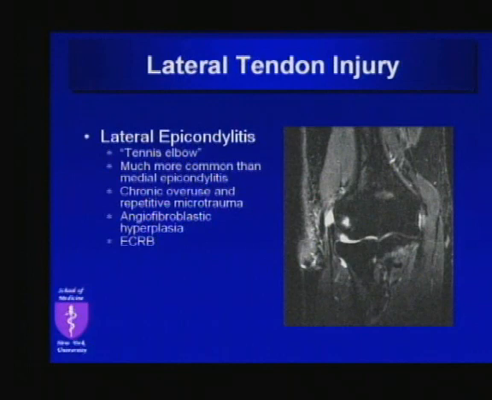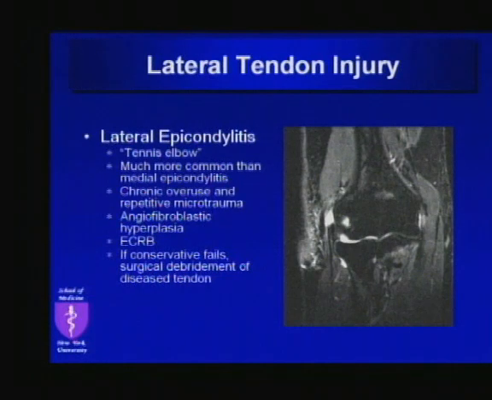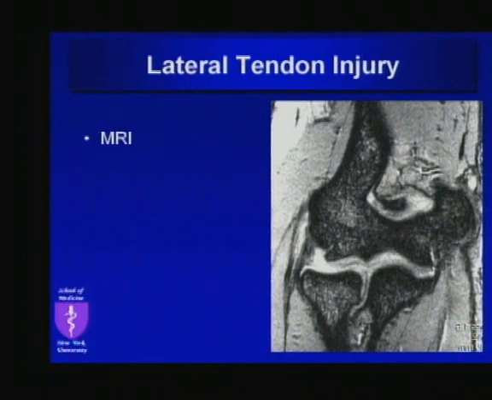The extensor carpi radialis brevis is the one that's most commonly injured in this complex. And again, here, if conservative therapy fails, they will go in and surgically debride the diseased tendon. So what does it look like on imaging?